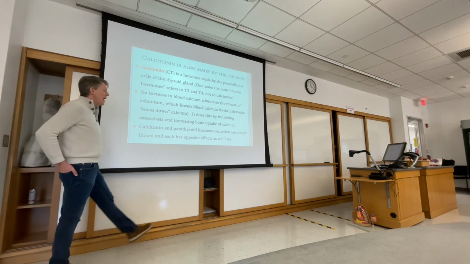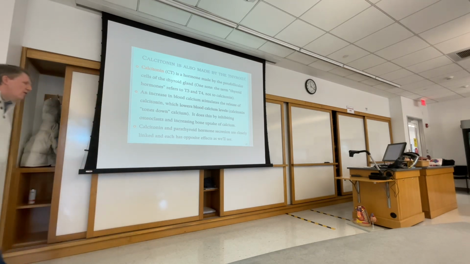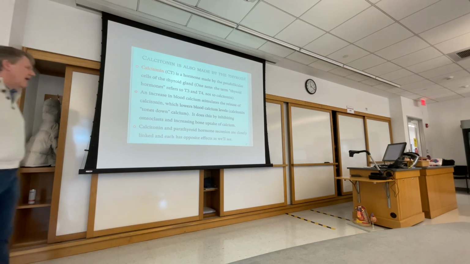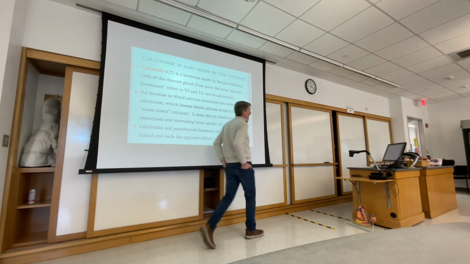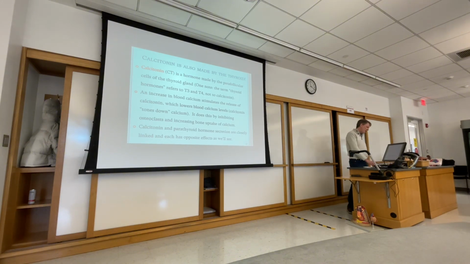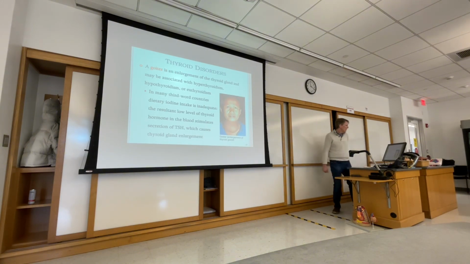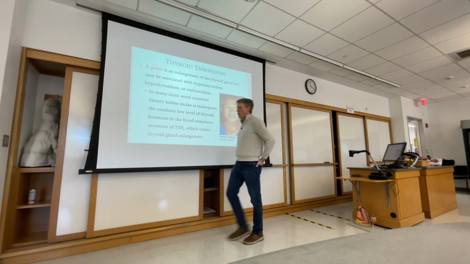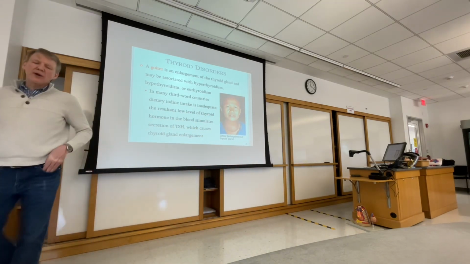Okay. Now, the antagonistic hormone to calcitonin is parathyroid hormone, and I'll go through that here in a moment when we talk about the parathyroid gland. So just put that on hold for a second. But first, let me talk to you about a problem called goiter.